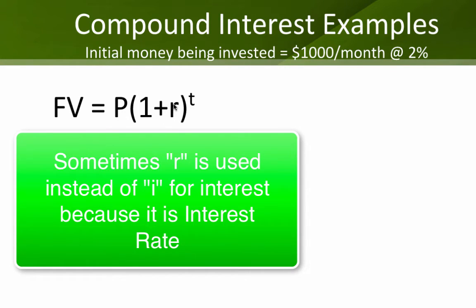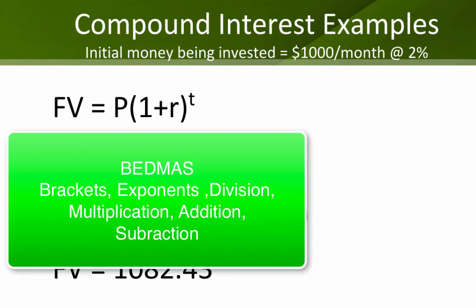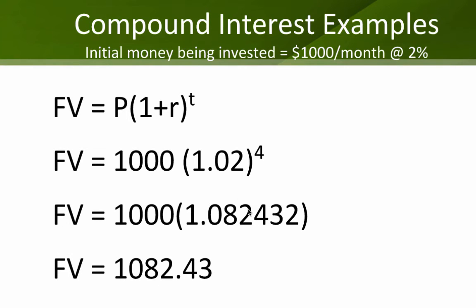This could also be I to the exponent of time. So you would have 1,000 times 1, there's the 1 there, times your interest rate, 0.02, to the exponent of 4. With BEDMAS, we do brackets, then exponents. So 1.02 to the exponent of 4 is this number, times it by that, and you get 1,082.43 after the 4 years at compound interest.